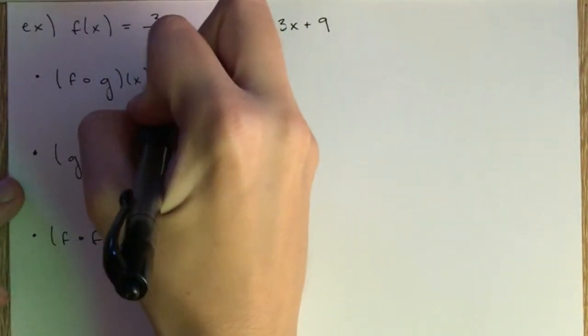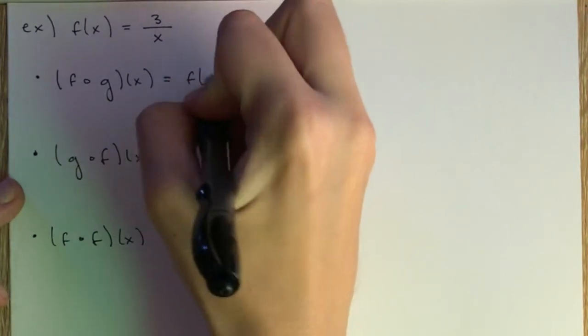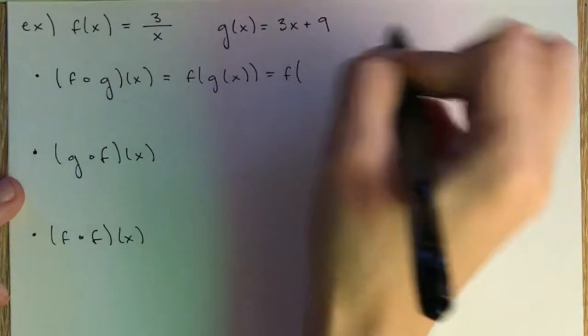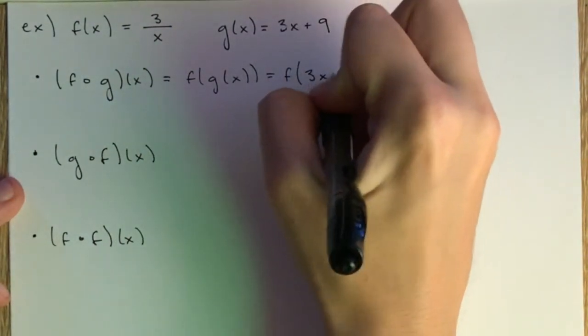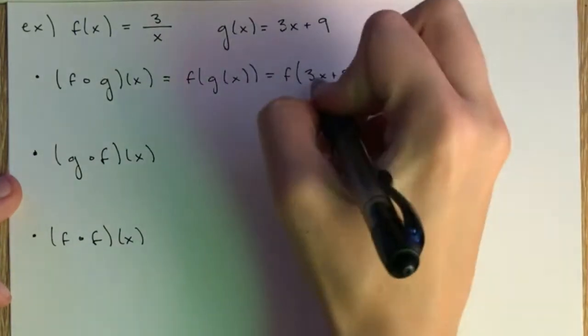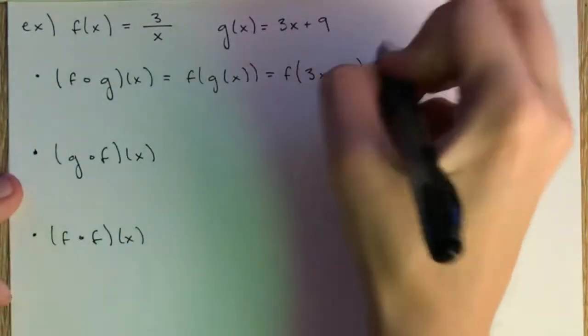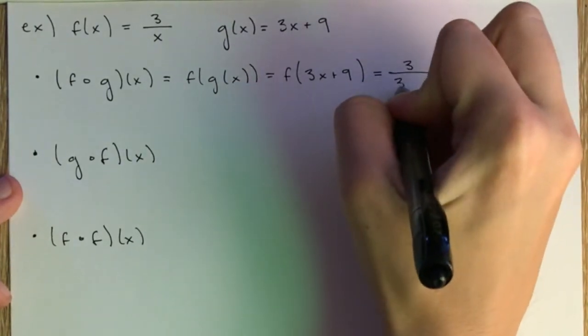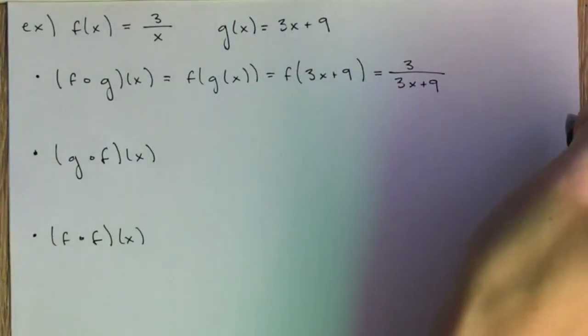Okay, f of g just looks like this. g of x is 3x plus 9. We plug that in for x in f. We end up with 3 over 3x plus 9.